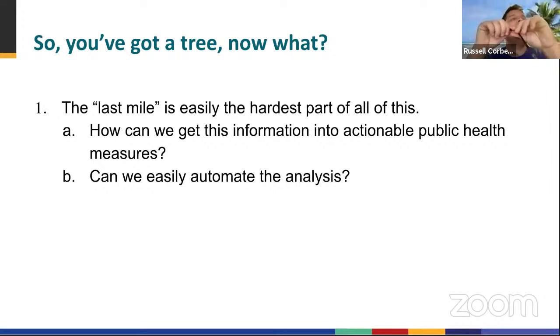There's a lot of people that kind of sit around using these data to tell the retrospective story of how SARS-CoV-2 evolved. I don't think that's anywhere near as important as trying to speed up this process and get it into the hands of public health officers so that they can take action and do something with this information as it comes online. So the questions we're going to work with here are, how can we make this information actionable to public health measures, and can we easily automate some of the analysis?